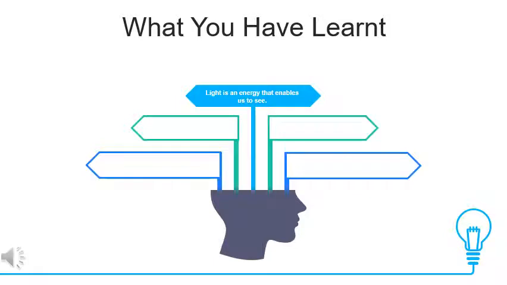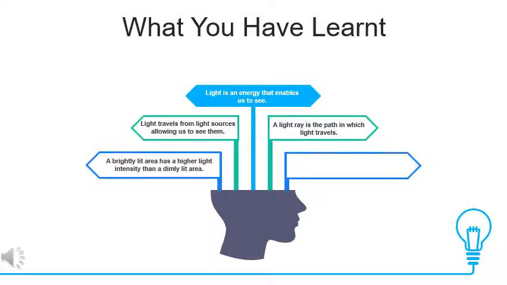Let's run a quick review on everything that you have learned. Light is an energy that enables us to see. It travels from light sources, allowing us to see them. And it travels in the path of a light ray. And a bundle of those light rays is called a light beam.